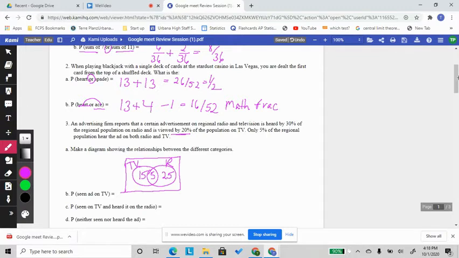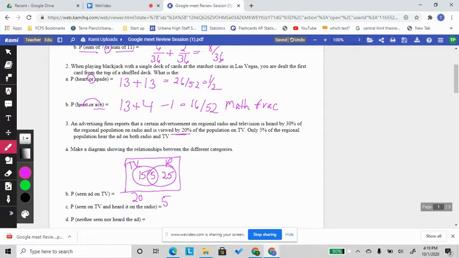All right, so what's the probability that it's seen on TV? The total TV is 20. And then I forgot to do something. Okay, we'll do it in 1 second. Okay, seen on TV and heard on the radio. So you have to be in both. So that's our both right there, 5%.